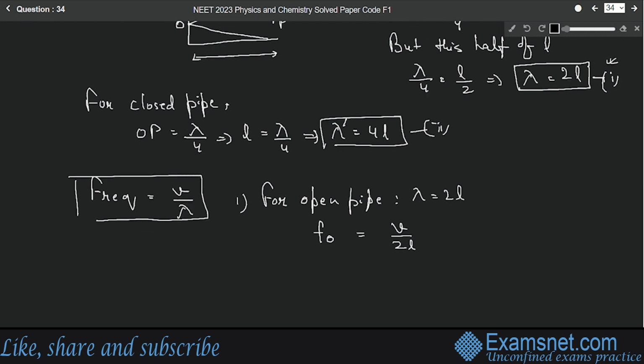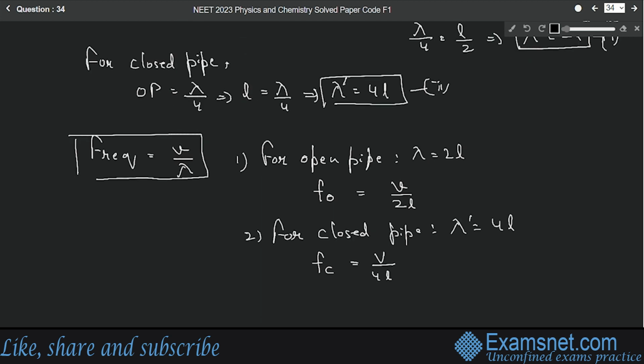Similarly, for closed pipe, lambda dash is equal to 4L. So the frequency in case of closed pipe, FC, will be equal to V by 4L. Now we have to find the ratio of these two. So the ratio of frequency in case of open to that of closed will be equal to V by 2L into 4L by V. So V is cancelled, L is also cancelled. So it will be equal to 2:1. So the ratio will be equal to 2:1.